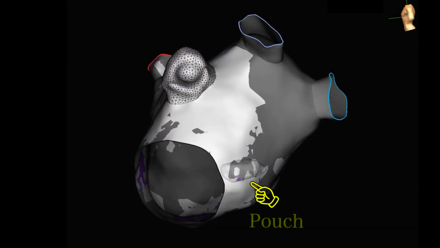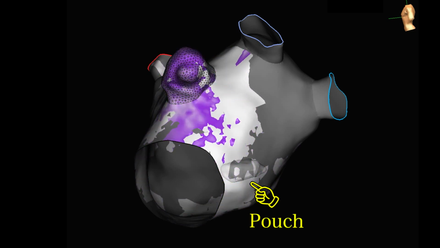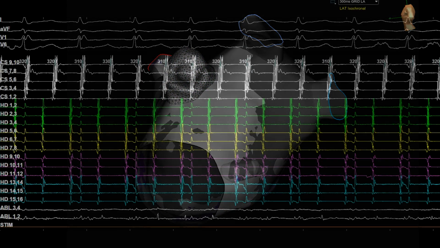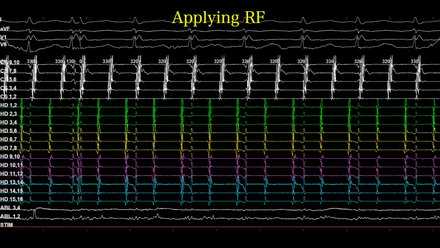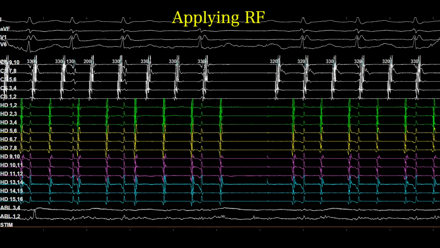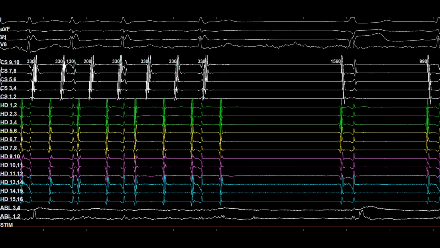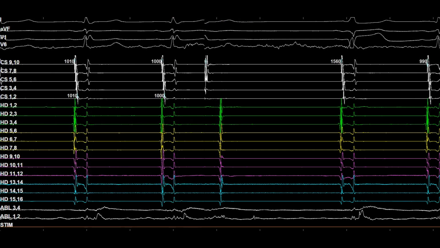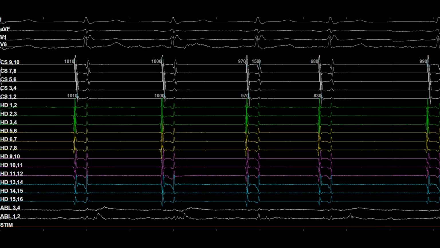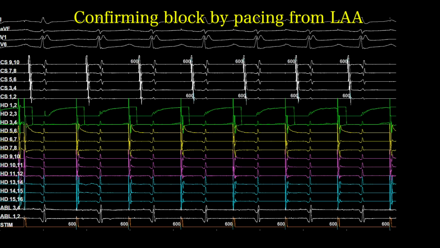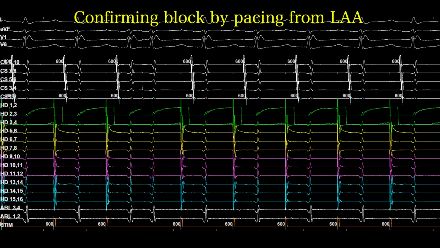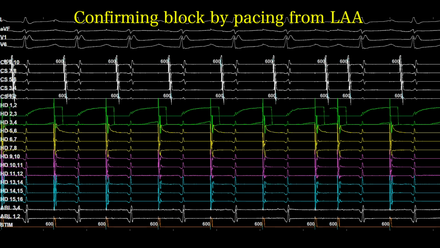Here you can appreciate that is the area of the pouch that we were seeing on the ICE. And this is the clockwise mitral isthmus flutter, and when we were applying radiofrequency energy, we were able to terminate the atrial tachycardia. By pacing from the left atrial appendage, you can appreciate that we have a concentric activation on the CS, which means we have a clockwise block on the mitral isthmus.